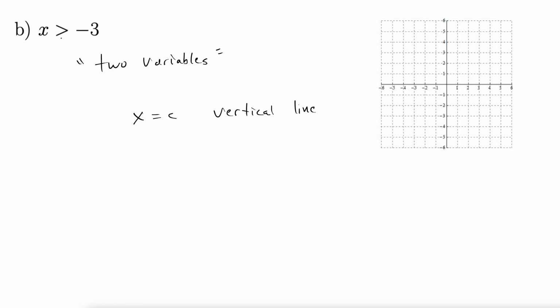Now, since there's no equals under the inequality, that means it's a dashed line to show that we're not including the points on the line. Okay, so let's do our vertical line that goes through x equals -3. So there's x equals -3. It's a vertical line. It's dashed.